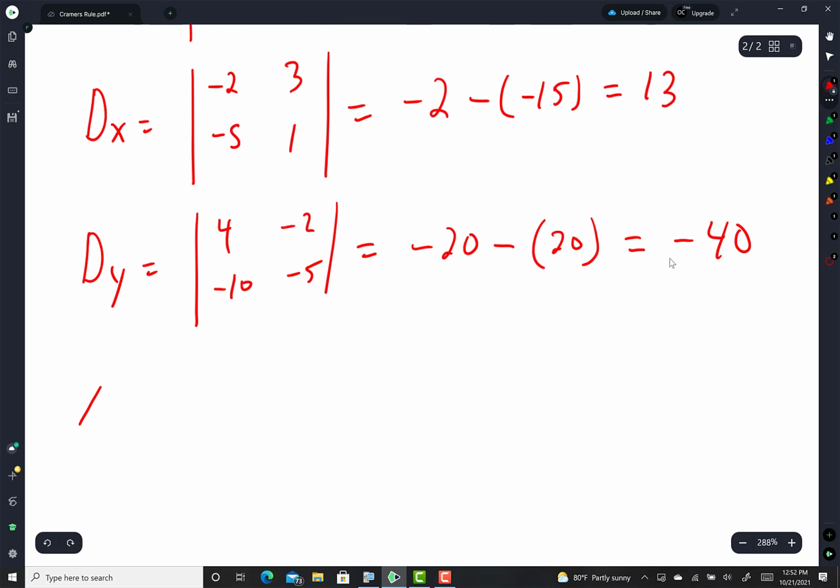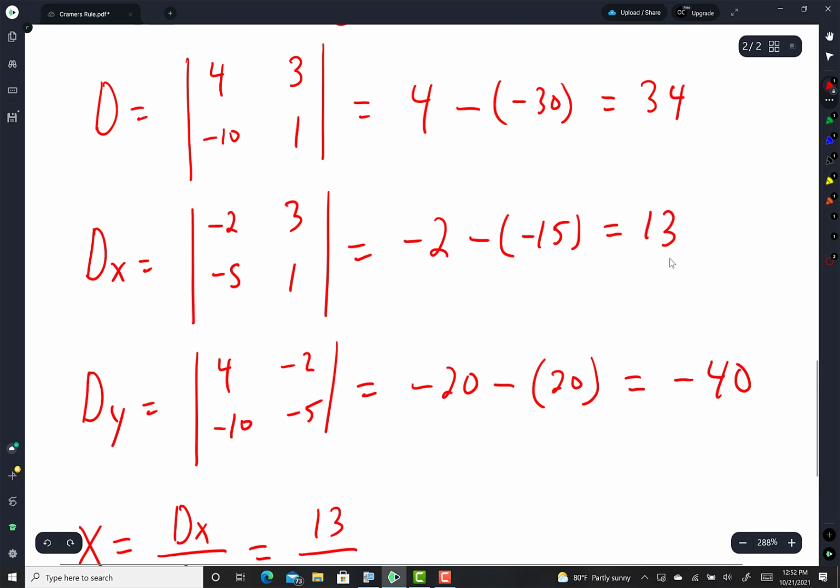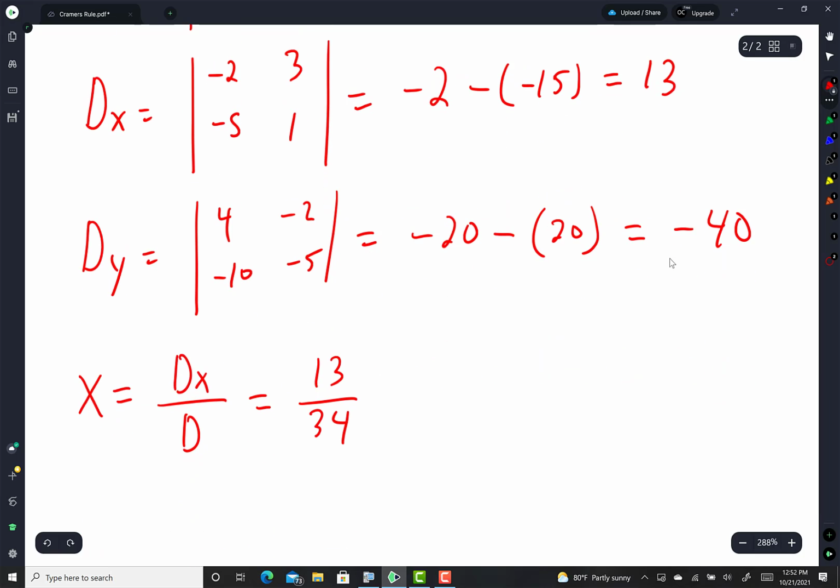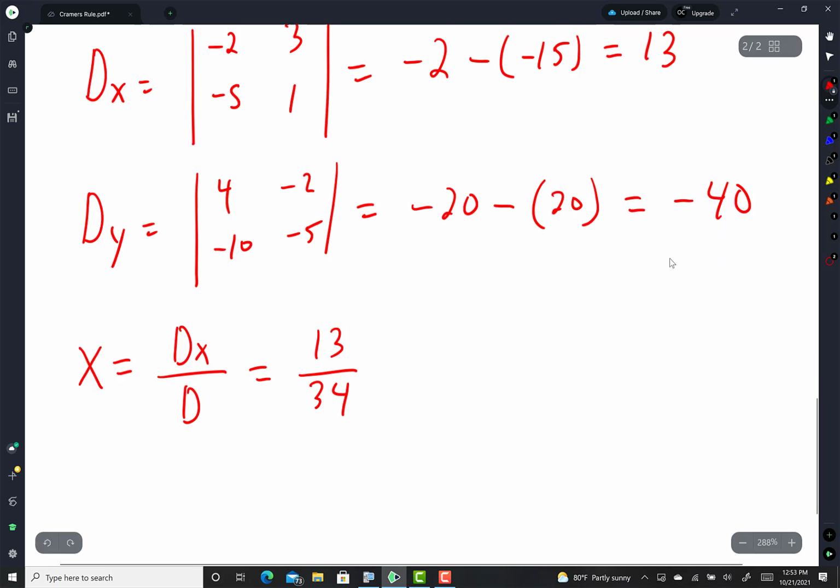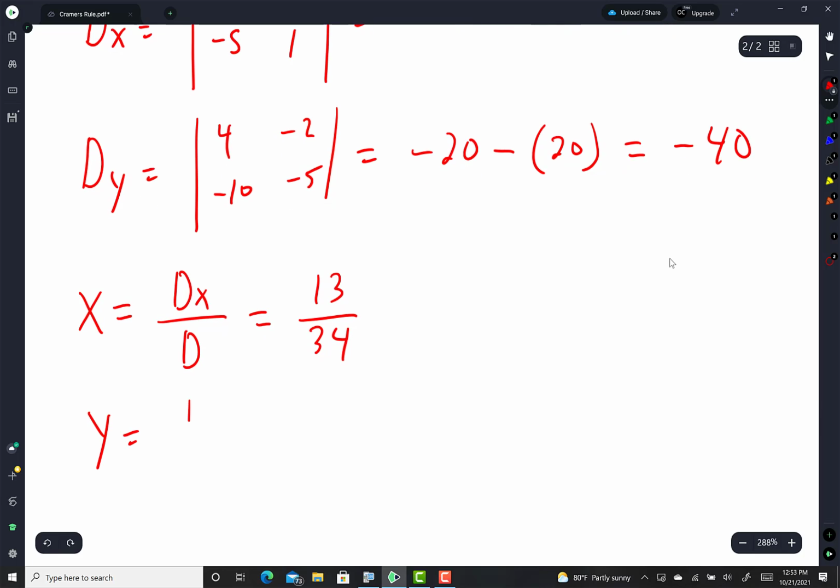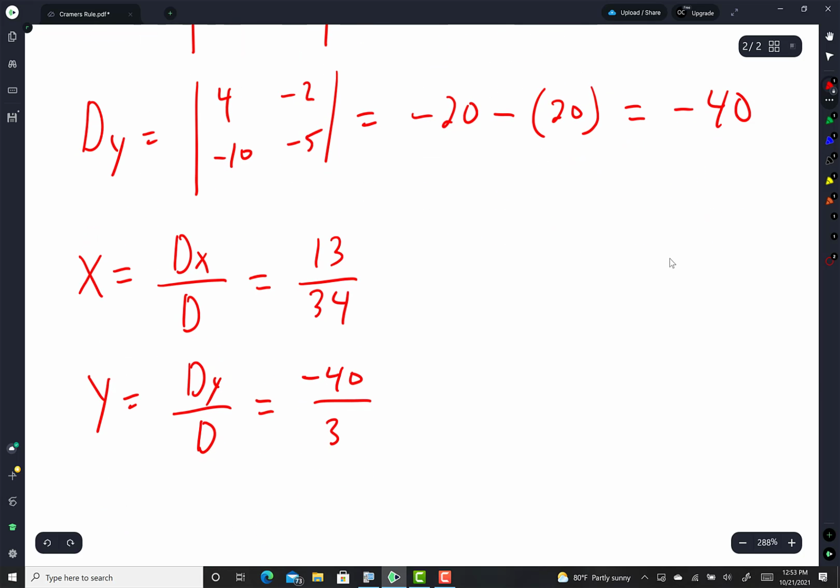So finally, according to Cramer's rule, my X is determinant X divided by determinant. So 13 divided by 34. If it reduces, reduce it. The Y is determinant Y divided by determinant. So -40 divided by 34 again. And that one reduces, right? So -20 over 17. How do we feel? All right, so that's all you're doing, guys.